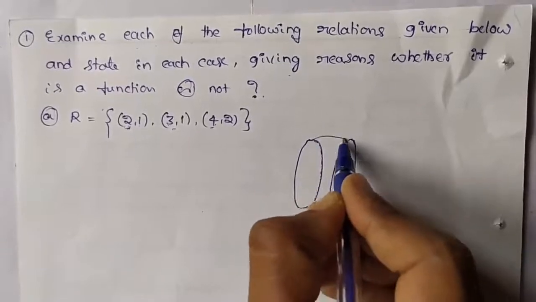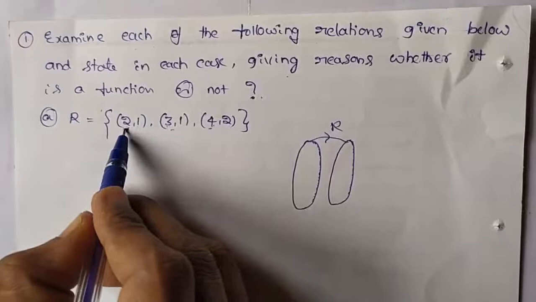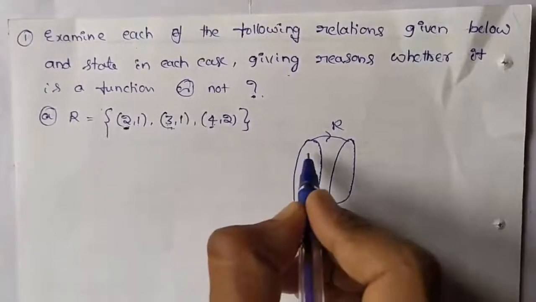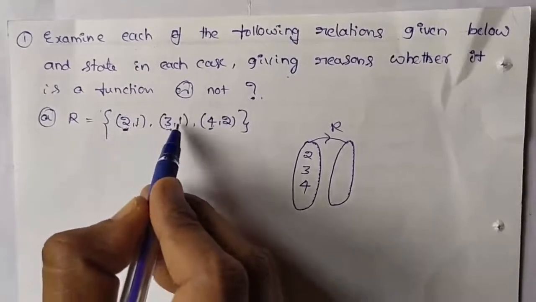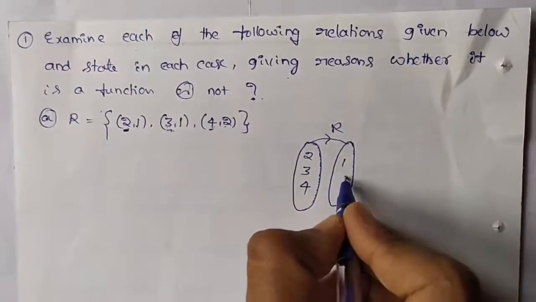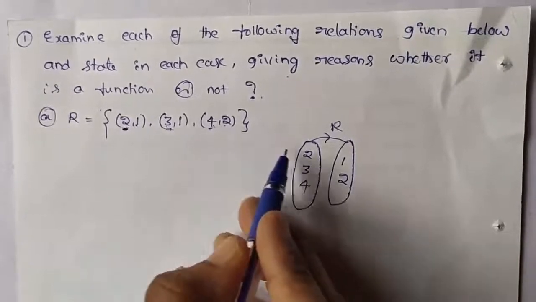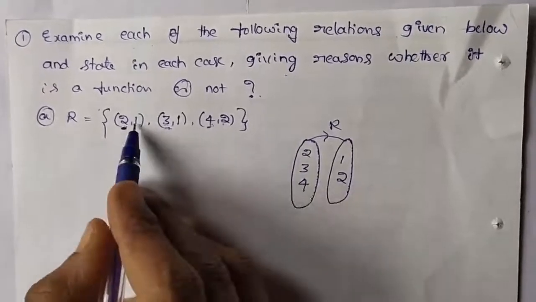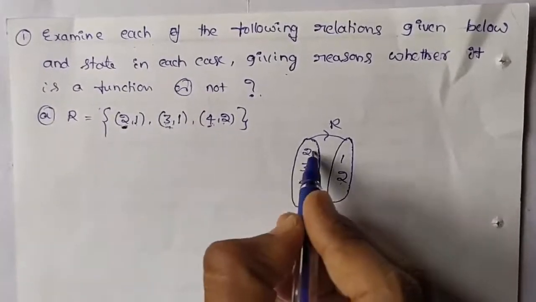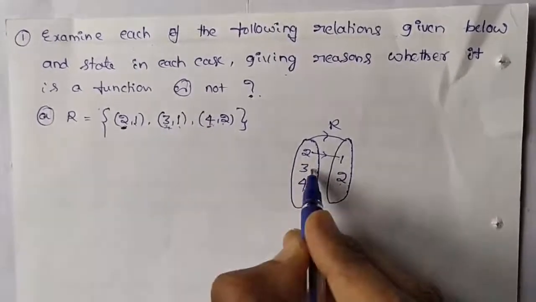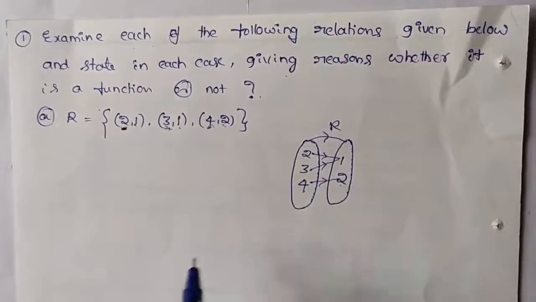Here we have a relation R. The first elements are 2, 3, 4. Next, the second elements: 1, 1, 2. 2 is related to 1, 3 is related to 1, and 4 is related to 2. So the pairs are (2,1), (3,1), (4,2).